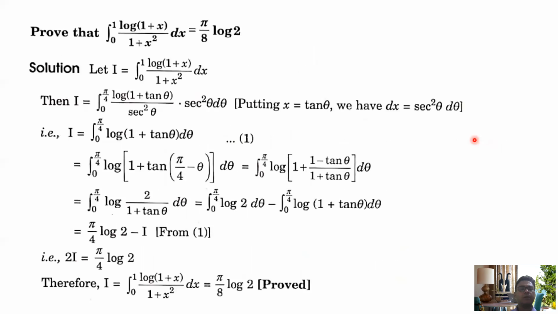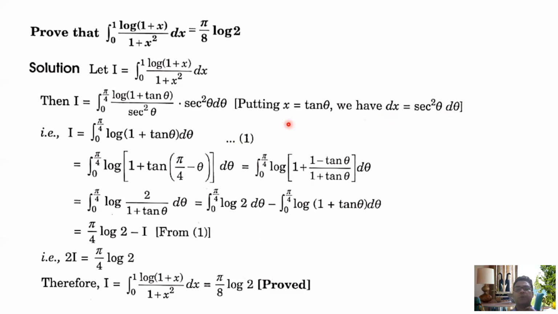Okay. Next, the integral from 0 to 1 of log(1 + x)/(1 + x²) dx equals π/8 log 2. This is also a very good example. Let I equal the integral from 0 to 1 of log(1 + x)/(1 + x²). Now consider x equals tan θ. What is dx? dx equals sec² θ dθ.